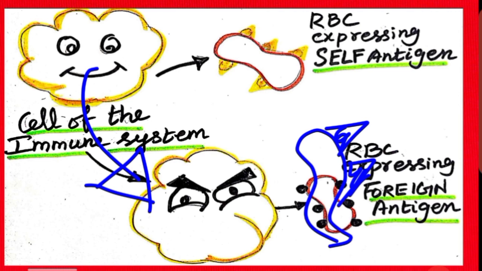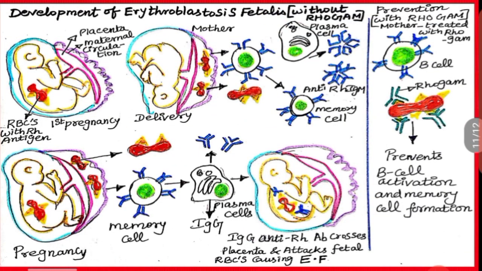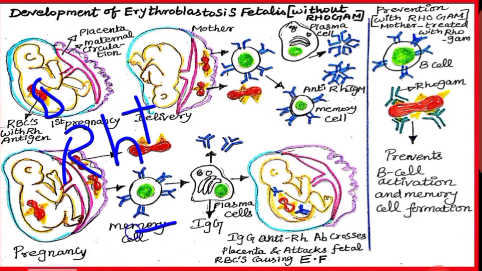Thus, immune cells of mother's body produce antibodies against the antigen D. If the baby's blood is RH positive, then the mother's body produces anti-D antibodies. Thus, immune cells of the mother's body produce antibodies against the antigen D, or RH antigen, of the RH factor.